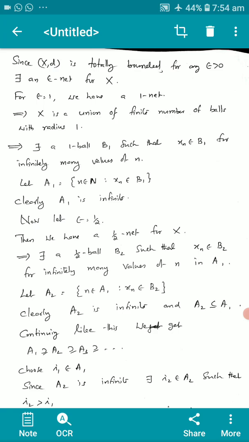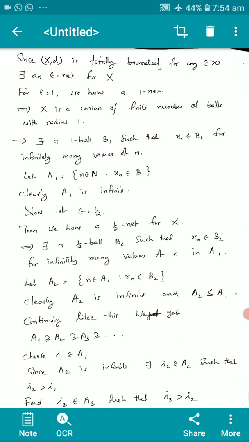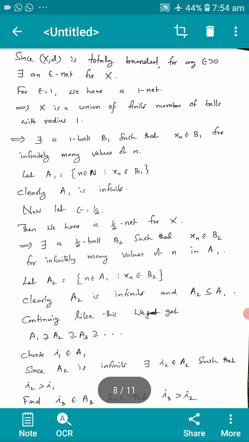Take A1 equal to the collection of such n in N satisfying x_n in B1. Clearly A1 is infinite. Now let epsilon equal to half. Then we have a half-net for X, which implies that X has a half-ball B2 such that x_n is in B2 for infinitely many values of n in A1. In the same way, we define A2: A2 is the collection of n in A1 such that x_n is in B2. Clearly A2 is infinite and A2 is a subset of or equal to A1.